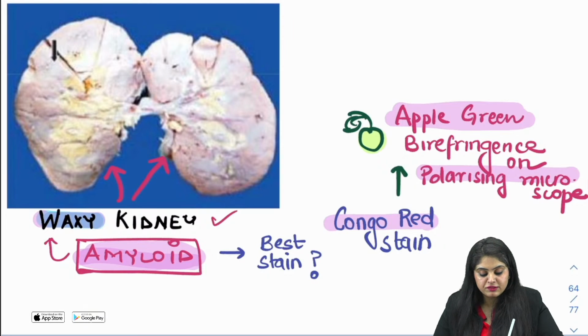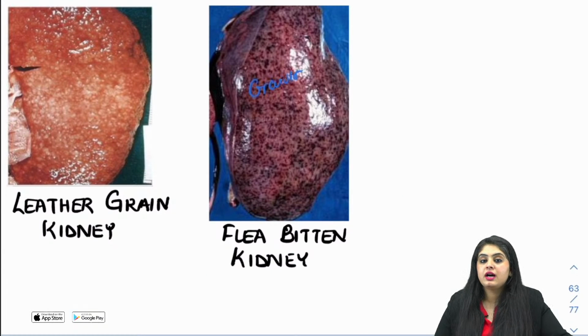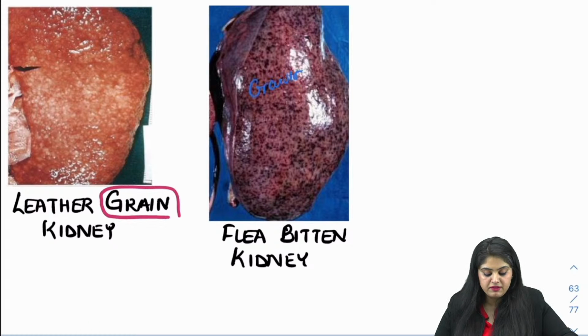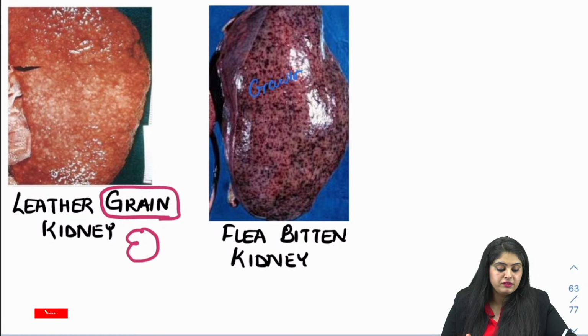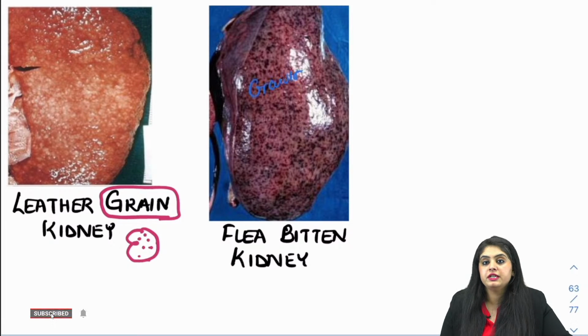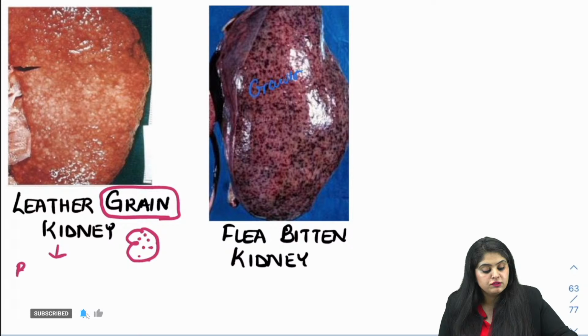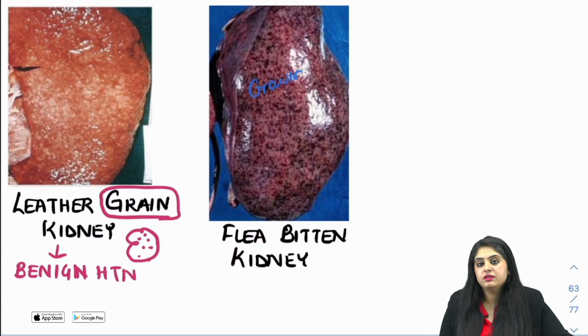Okay, coming to the last 2, that is the 2 different kidneys. The first one, ma'am, is a kidney which has become very granular. This is the kidney, and it is looking as if there are some dots present. It's a very granular kind of kidney. That is what you see in a case of benign hypertension. When there is benign hypertension, we see granular kidney.